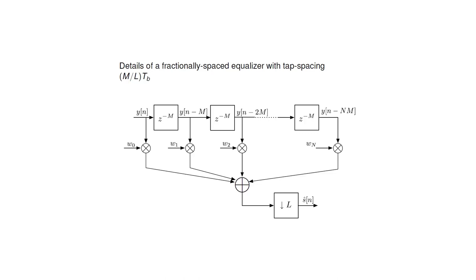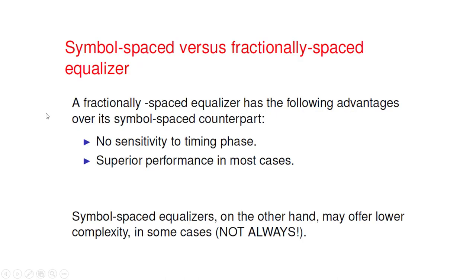Now let us look at the advantages and disadvantages of a fractionally spaced equalizer as compared to the symbol spaced equalizer. A fractionally spaced equalizer has the following advantages over its symbol spaced counterpart: no sensitivity to timing phase, and superior performance in most cases. Symbol spaced equalizers, on the other hand, may offer lower complexity in some cases, but that's not always true. But the performance of the fractionally spaced equalizer will be better as compared to the symbol spaced equalizer.